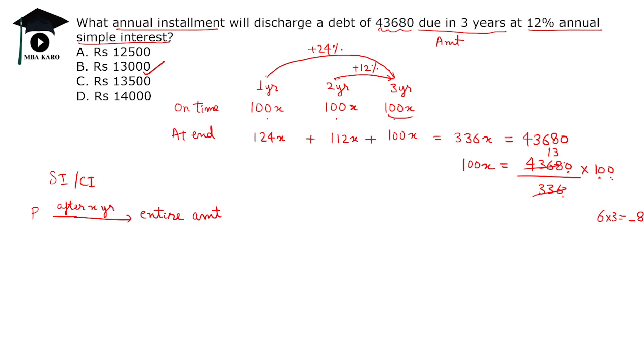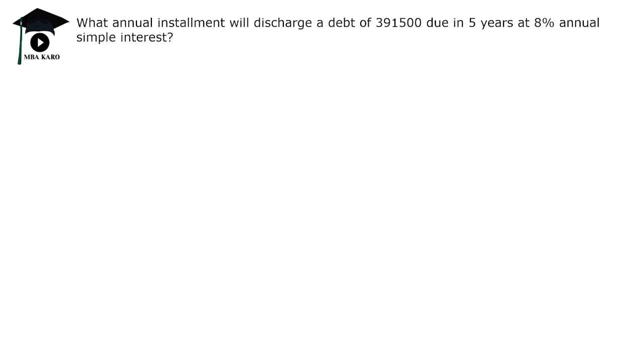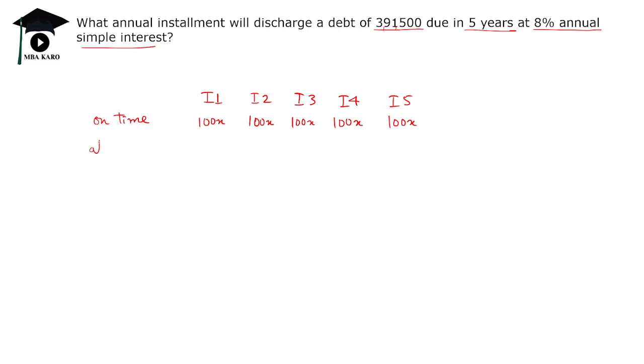So let us look at some more examples of the same. What annual installment will discharge a debt of 3,91,500 due in 5 years at 8% annual simple interest? Okay. So here we have 5 installments. Installment 1, installment 2, installment 3, installment 4, installment 5, right? Suppose all installments are of 100x, 100x, and 100x. Now this is on time, and if you pay at end.